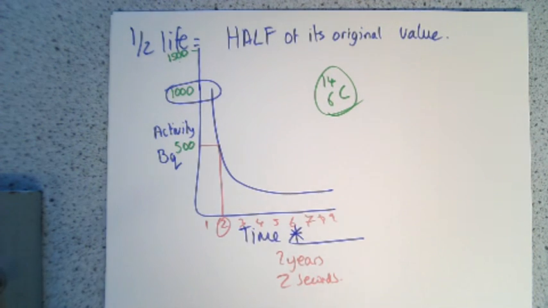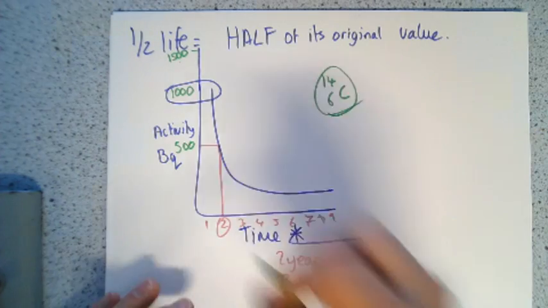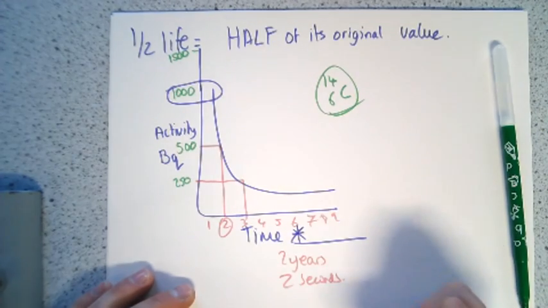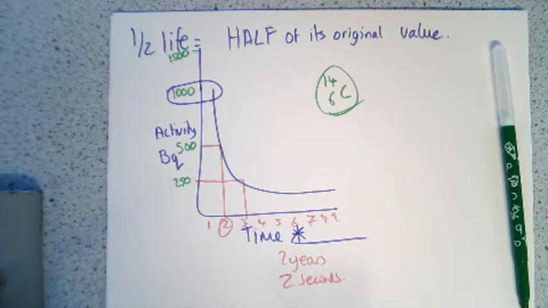If you wanted 2 half-lives, just go half again. So half of 500 is 250. Okay, go across, go down, so it'll be 3. Half of 250, half again. Just keep going and going.